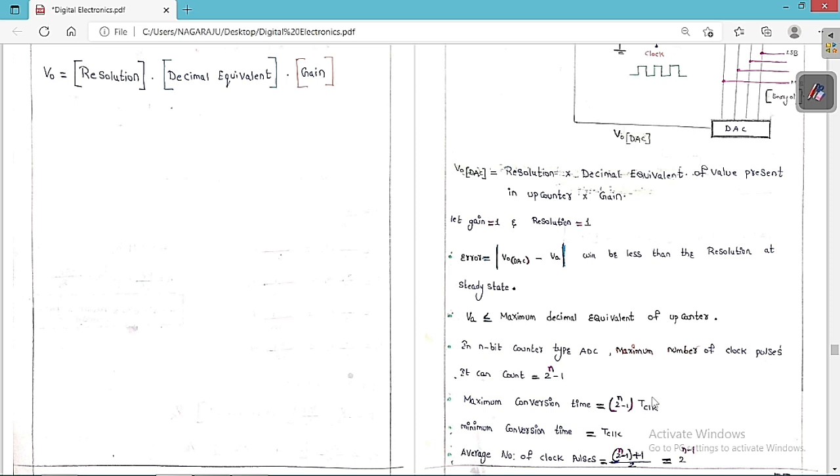So in an n-bit counter type ADC, the maximum number of clock pulses it can count is 2 to the power of n minus 1. So the maximum conversion time, we know clock pulses, just multiply by T clock, is 2 to the power of n minus 1 into T clock. Within this time, it should read its analog voltage in terms of the corresponding binary output.